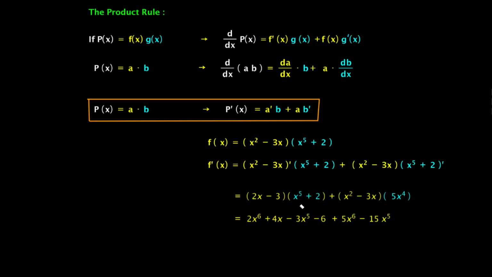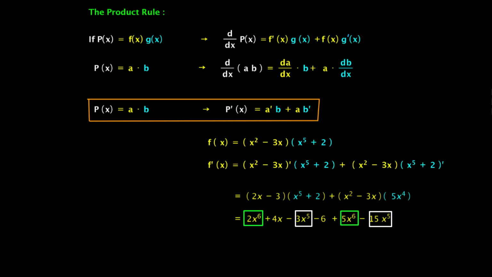Once the derivative is done, now we collect the like terms. We have x to the power of 6, we have x to the power of 6, we have a power of 5, we have a power of 5. Let's just color code it. It will be easier for us to identify those.